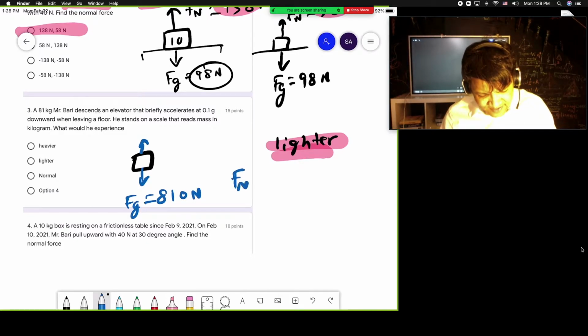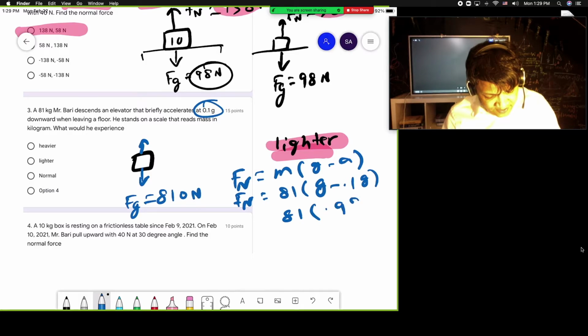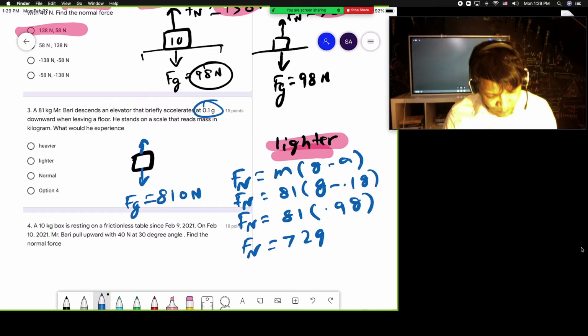How much smaller is it? Let's see, mg minus ma. So Fn would be, m is 81, g is 10, a is 0.1 g. So let's do it differently. g minus 0.1 g, so 0.9 g. So 81 times 0.9 g. So let's see, 81 times 0.9 times 10. So 729. So Fn is 729 Newton.